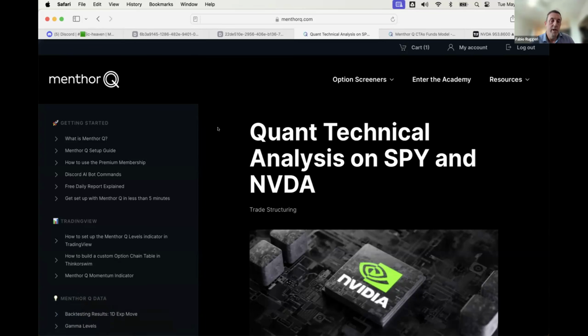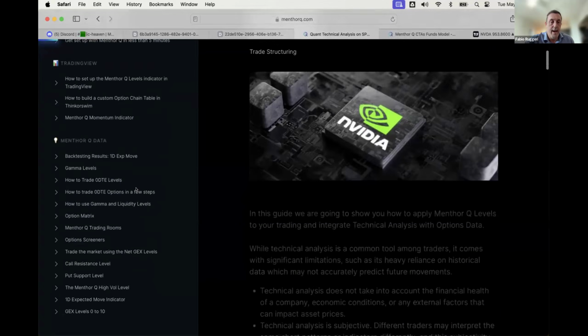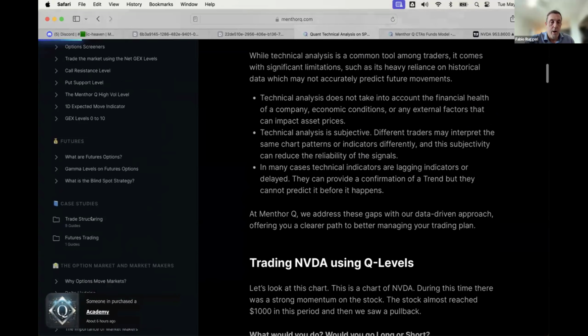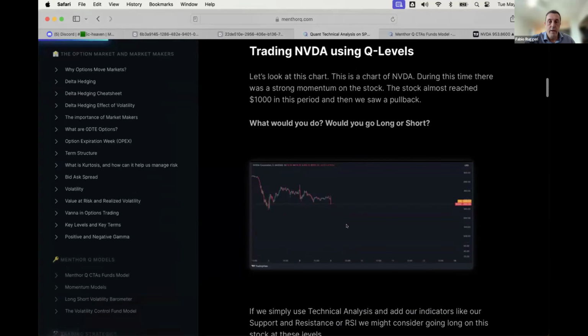So what we're trying to do here is give you information coming from the option data, which is obviously one of the models, but then we have other models like CTAs, to add an additional layer of protection to your strategy. So we wrote a really nice blog here that you can find under our case studies here: how do you trade NVIDIA using Q levels?